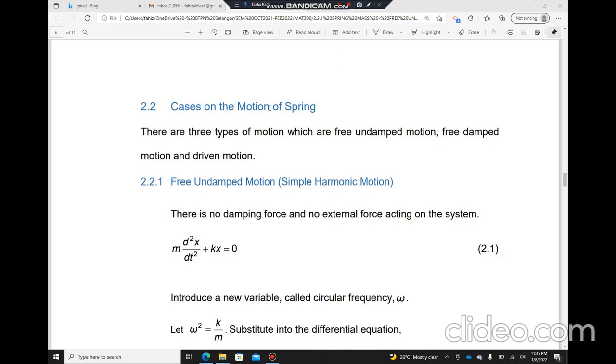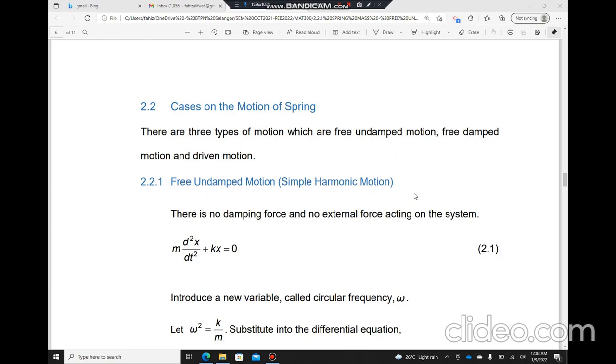Okay, so tadi just an introduction untuk awak kenal what is the meaning of W, formula untuk W equals mg, formula untuk F ataupun force. So kita masuk pada cases on the motion of spring. So kita ada tiga jenis case untuk free undamped motion, free damped motion, and driven motion. So awak kena ingat yang ni dia berkait dengan second order differential equation. So dia memang ada kaitan dengan second order differential equation. So that's why kat sini you all kena alert lah dengan apa general form of second order differential equation.